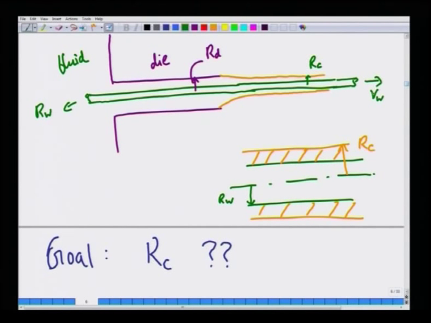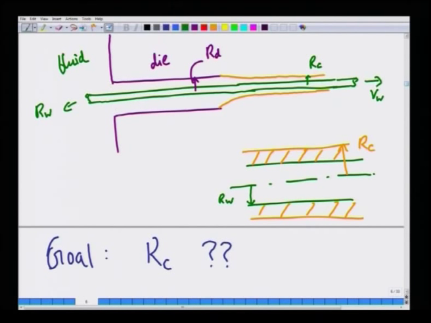Another thing that we can ask is, what is the force that we must exert on the wire so that the wire moves with a constant velocity? This is another question of practical interest. If I continuously want to pull the wire with a constant velocity, I have to keep applying a force on the wire, and that will be resisted by the fluid motion in the die. So, our goal is to analyze what is going to happen for the fluid flow in the die region, in the annular die region.